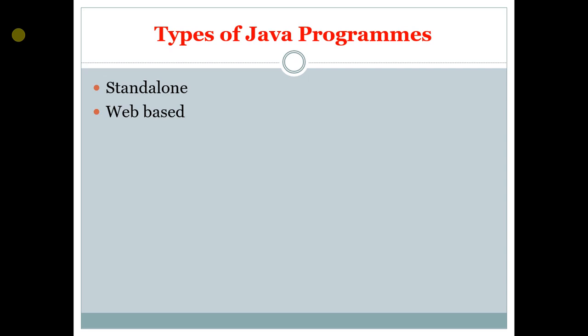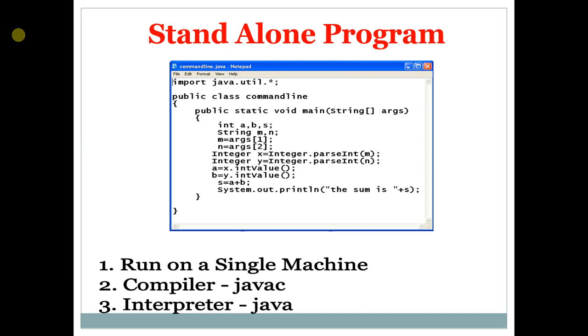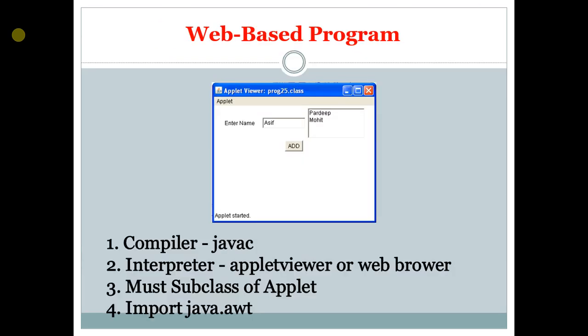The two types of Java programs are standalone and web-based. A standalone program basically looks like this. It runs on a single machine. The compiler used here is javac and the interpreter is java. For a web-based program, the compiler used is javac and the interpreter is appletviewer.